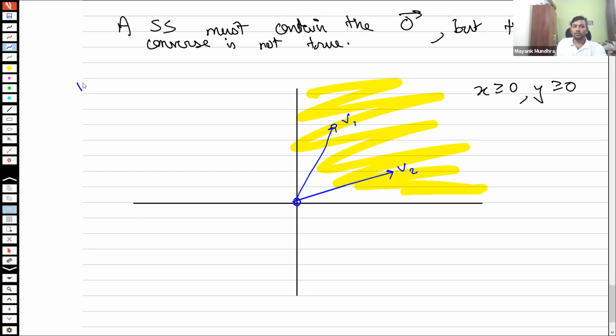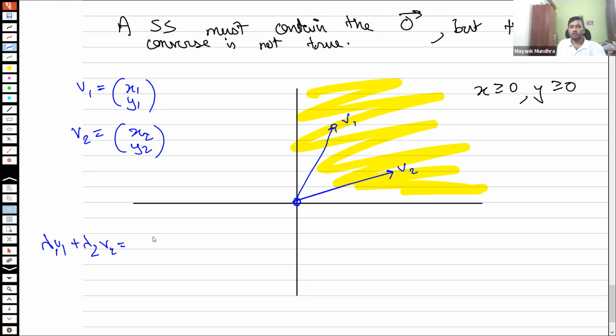Now, what are v1, v2 going to be? So v1 is going to be x1, y1 for x1 positive, y1 positive. v2 is going to be x2, y2. But the linear combination lambda 1 v1 plus lambda 2 v2 is going to be lambda 1 x1 plus lambda 2 x2, lambda 1 y1 plus lambda 2 y2.